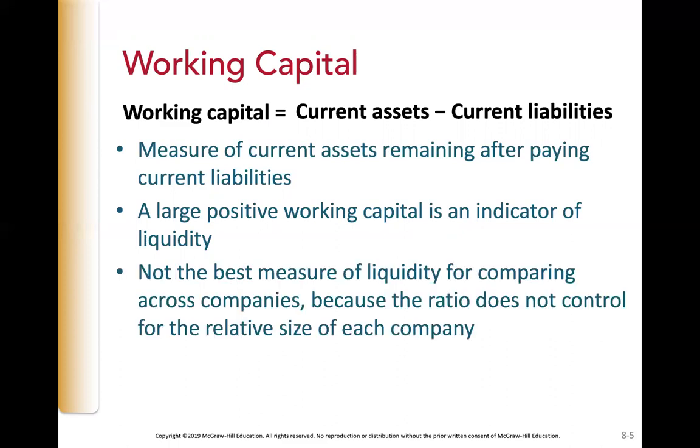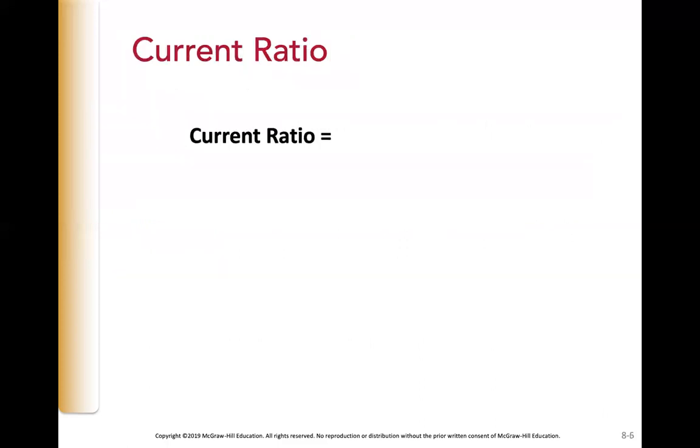A large positive working capital is an indicator of liquidity. However, it's not the best measure of liquidity for comparing across companies because this ratio does not control for the relative size of each company. So for that, we'll look at the current ratio. The current ratio is current assets divided by current liabilities.